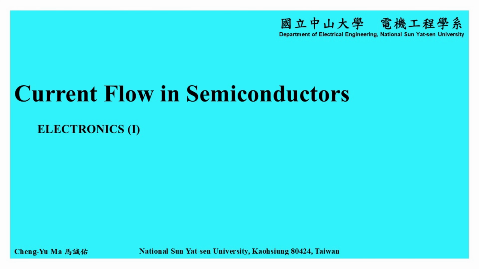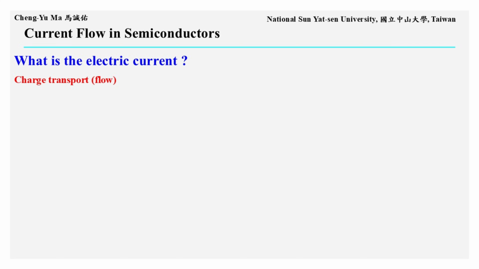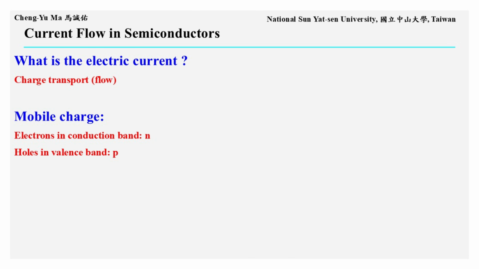Hello, everyone. In this section, we will introduce the current mechanisms inside semiconductors in electronics. First, let us understand what electric current is. Electric current is the flow of charge. What kinds of charges exist inside a semiconductor?